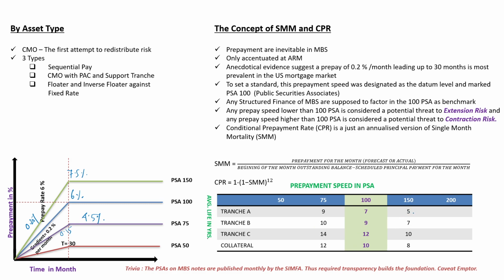Now, if the prepay speed is more, then obviously the life of this pool would shorten accordingly. So tranche A will not have an average life of 7 years, but instead it may have 5 or 6 years. Tranche B may then have 7 or 8 years, and tranche C will have only 10 years. On the other hand, if the prepay speed is lower than expected, tranche A gets elongated and has a life of now 9 years, tranche B 10 years, and tranche C 14 years.